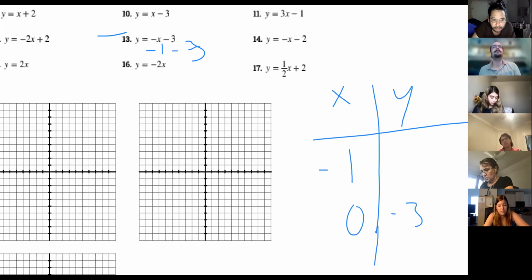And the last one, I did x equals 1. When x equals 1, y equals minus 4. Okay, so when x is minus 1, what is y equal to? Minus 2. Oh, there's a minus there. Oh, it's a double negative. Yeah. Okay. Yeah, we gotta be careful with this one.